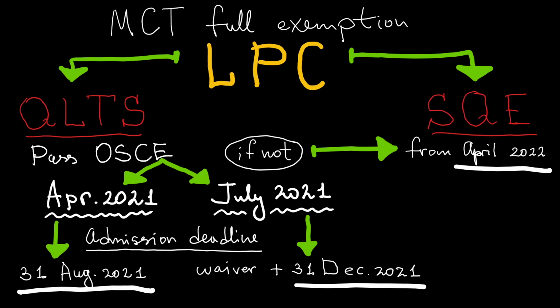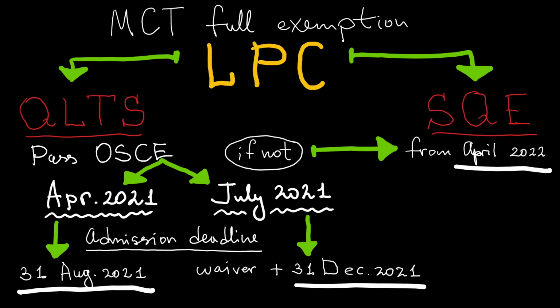Secondly, you can sit the same assessment in July. This option was recently introduced due to COVID arrangements and basically gives you an opportunity to sit in July 2021, and then you would have to submit a waiver of the admission deadline, and this will give you a possibility to apply for admission until 31st of December 2021. You still have to meet another deadline, which is also quite tight. If you don't do that, or if you don't meet the required deadlines, then your option is SQE.